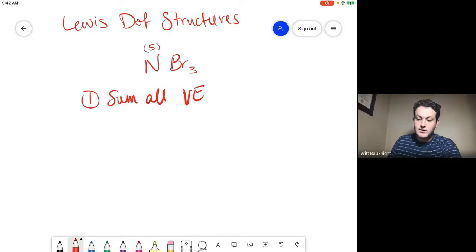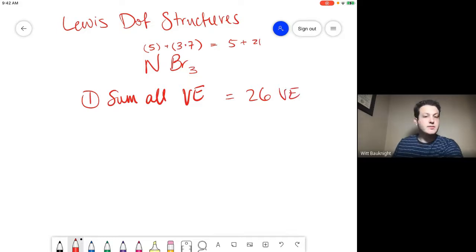Nitrogen has 5 from the periodic table. And then bromine, there's 3 bromines, but each one has 7. So we have 5 plus 21 for a total of 26 valence electrons. That's the first step, not too bad.